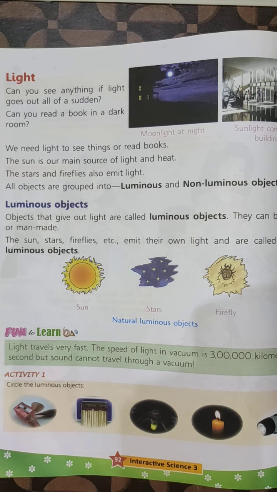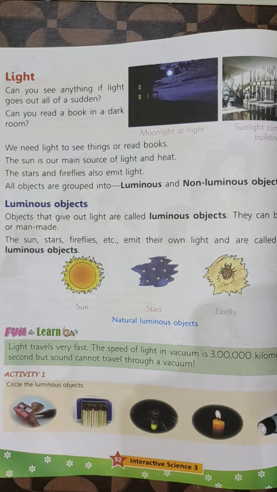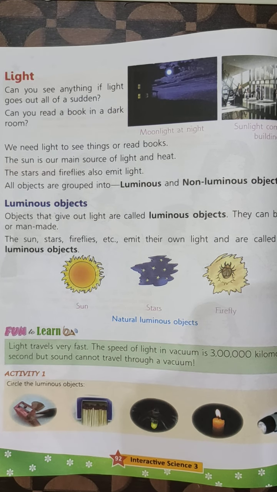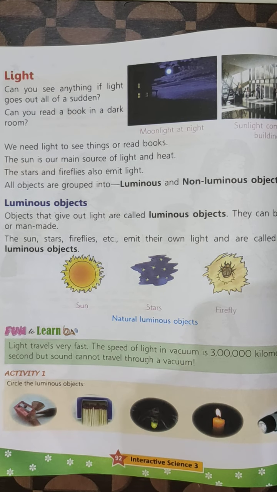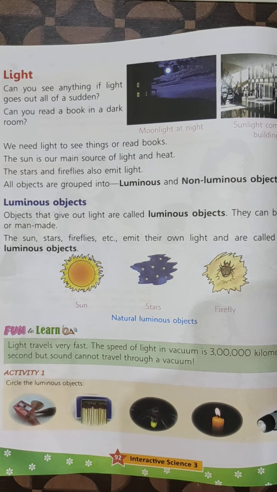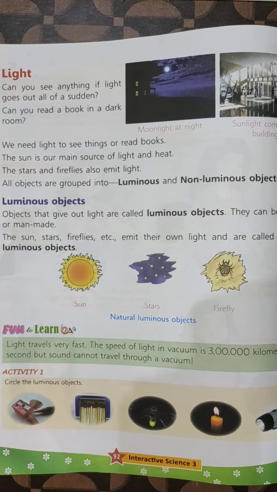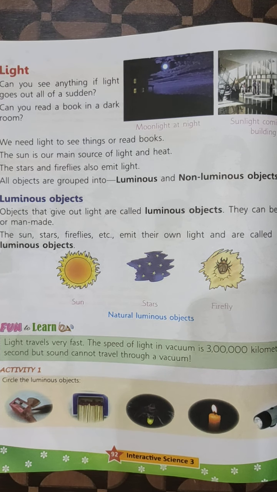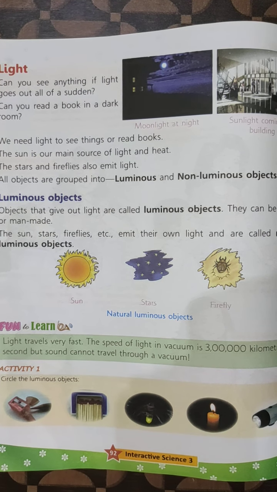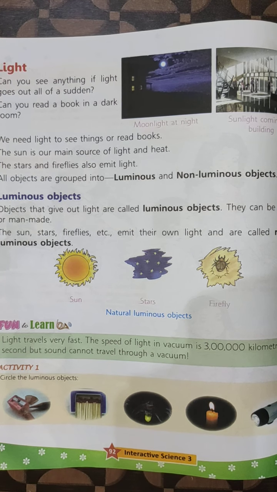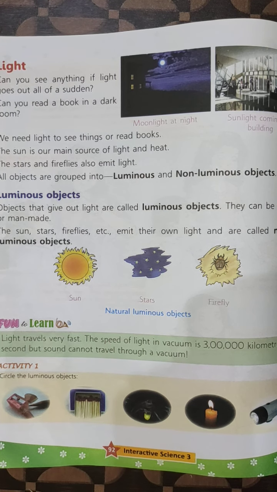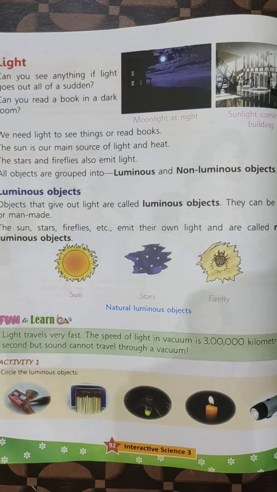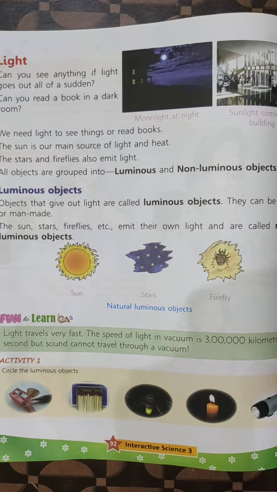The sun is our main source of light and heat. The stars and fireflies also emit light. All objects are grouped into luminous and non-luminous objects. Objects that give out light are called luminous objects. They can be natural or man-made. The sun, stars, fireflies, etc. emit their own light. So these are called natural luminous objects.